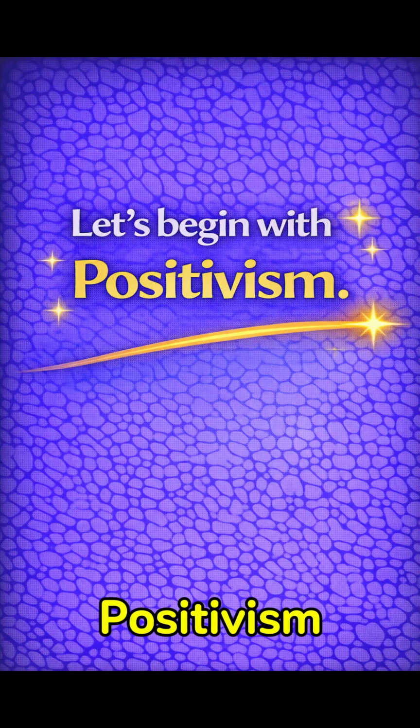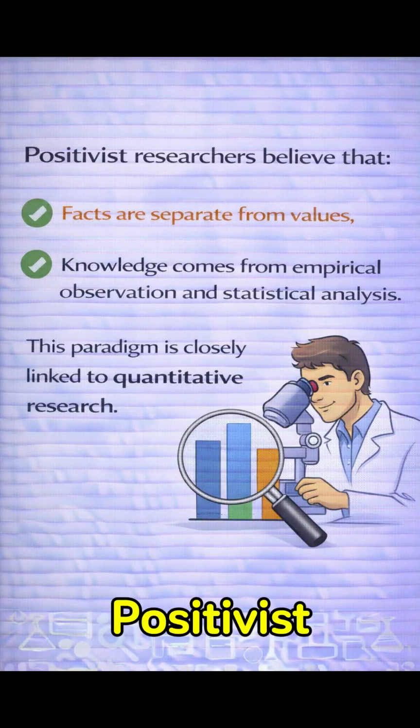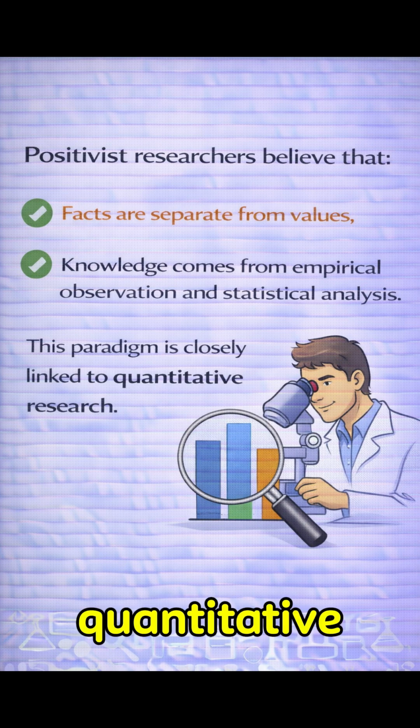Let's begin with positivism. Positivism assumes that reality is objective and exists independently of the researcher. Truth can be measured, observed, and quantified. Positivist researchers believe that facts are separate from values, and knowledge comes from empirical observation and statistical analysis. This paradigm is closely linked to quantitative research.